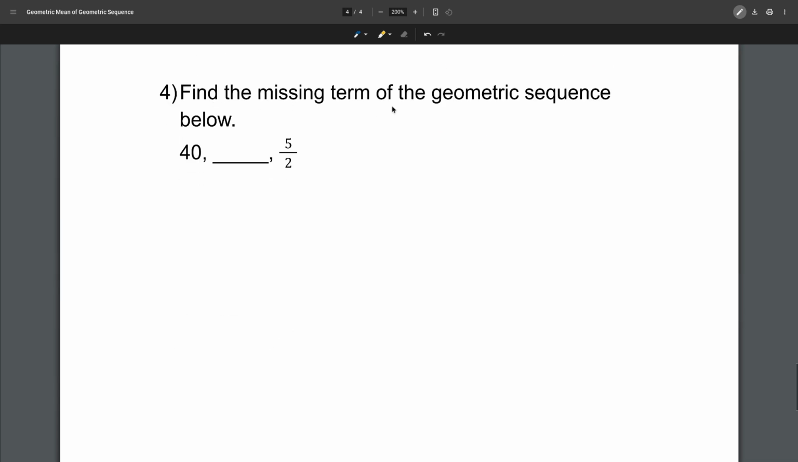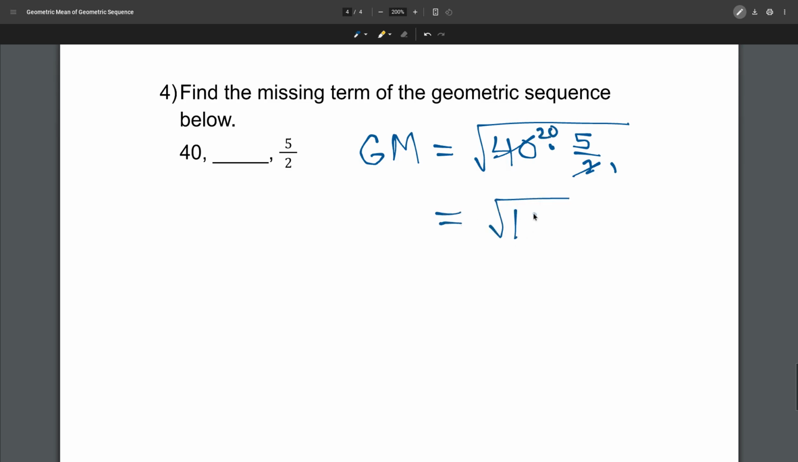Problem 4. Find the missing term of the geometric sequence below. So we have 40, we don't know what this term is, and then 5/2. So let's find the geometric mean. That's going to be the square root of 40 times 5/2. 2 goes into 40 20 times, so it's 20 times 5, which is 100. So the geometric mean is going to be the square root of 100, which is 10. So it could either be 10 or the opposite of 10, which is negative 10. So the missing term here can be plus or minus 10.